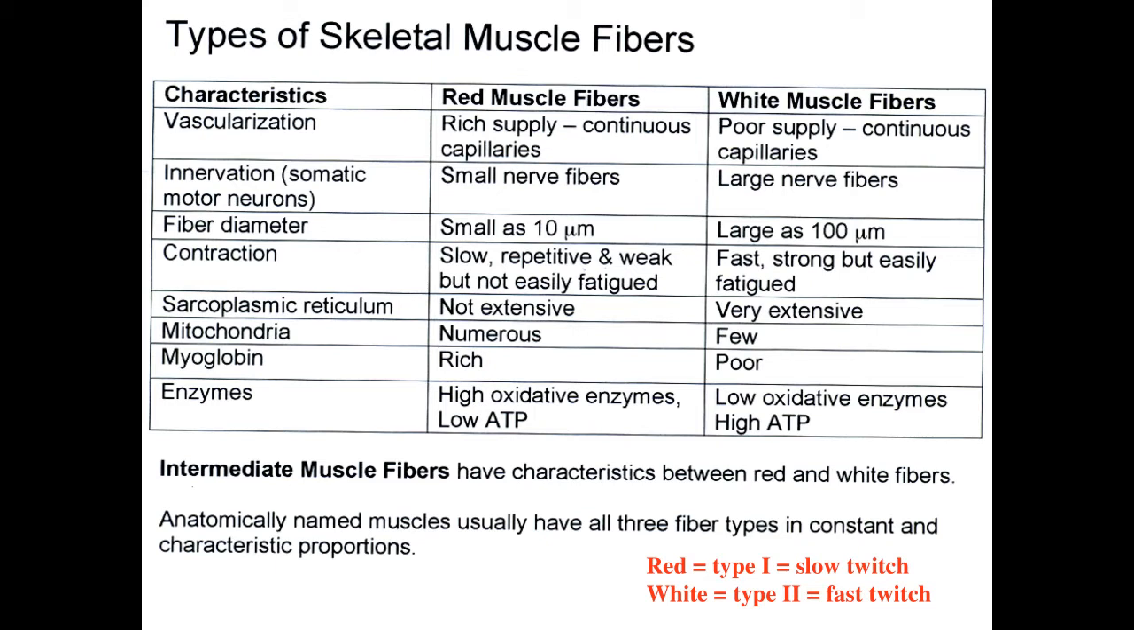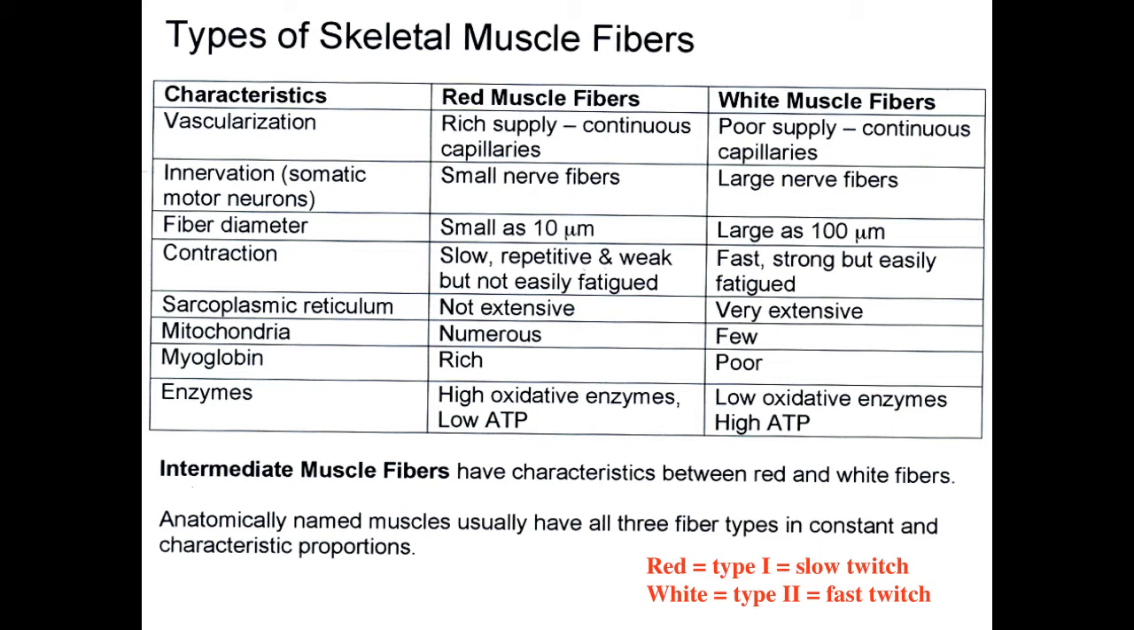White fibers have a very strong contraction. It's fast and strong, but the fibers fatigue easily, as opposed to red fibers, which have a slower and weaker contraction, but they don't fatigue easily. You might think of migratory birds like geese.